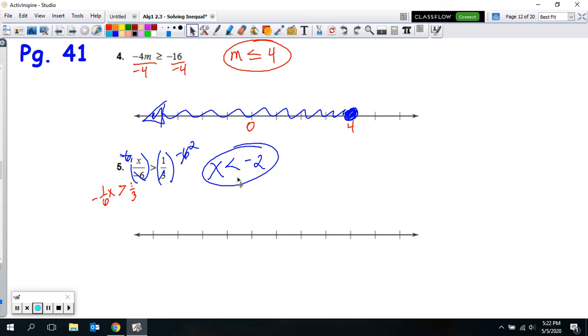So if we graph this one, you can see we're going to put 0 somewhere, put -2 to the left of that one. We have an open hole here because there's no equal to sign, and x is less than, which is going in the negative direction. You can see the arrow pointing in that way.